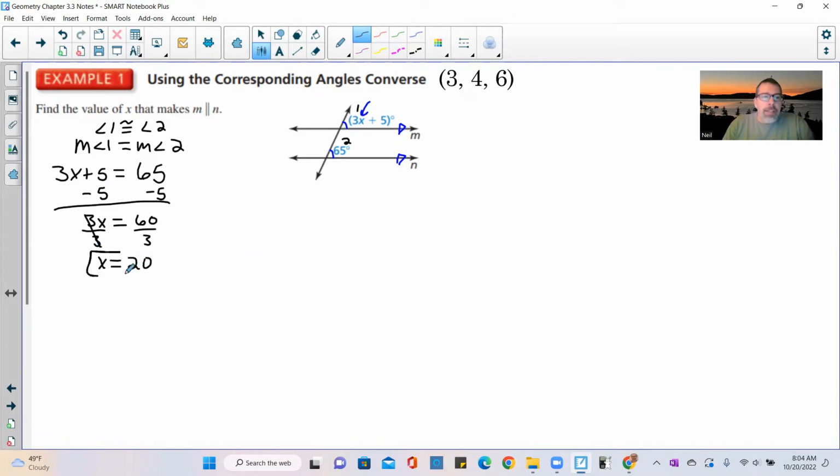So when x equals 20, then I check it. Okay, so now I'm going to do my check. 3x plus 5: 60 plus 5.